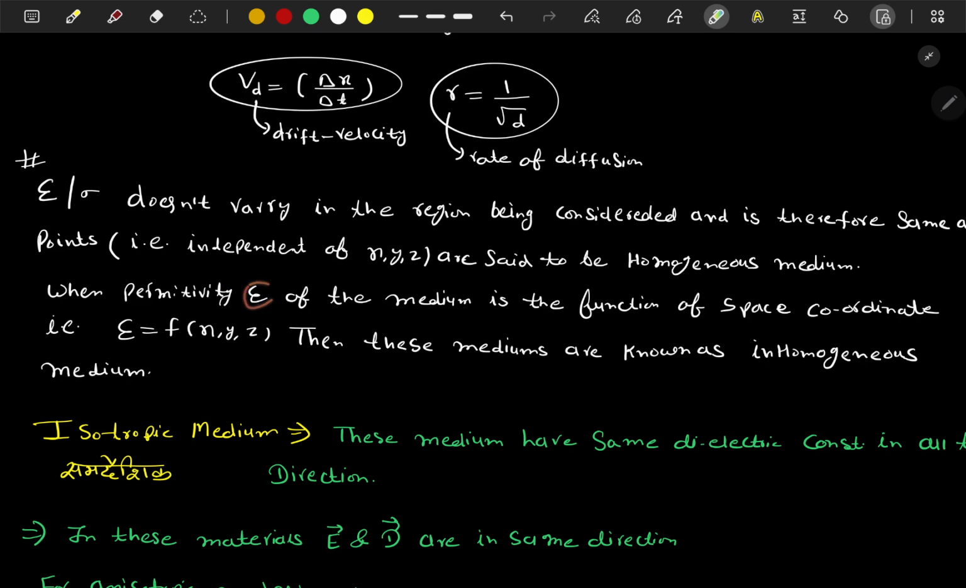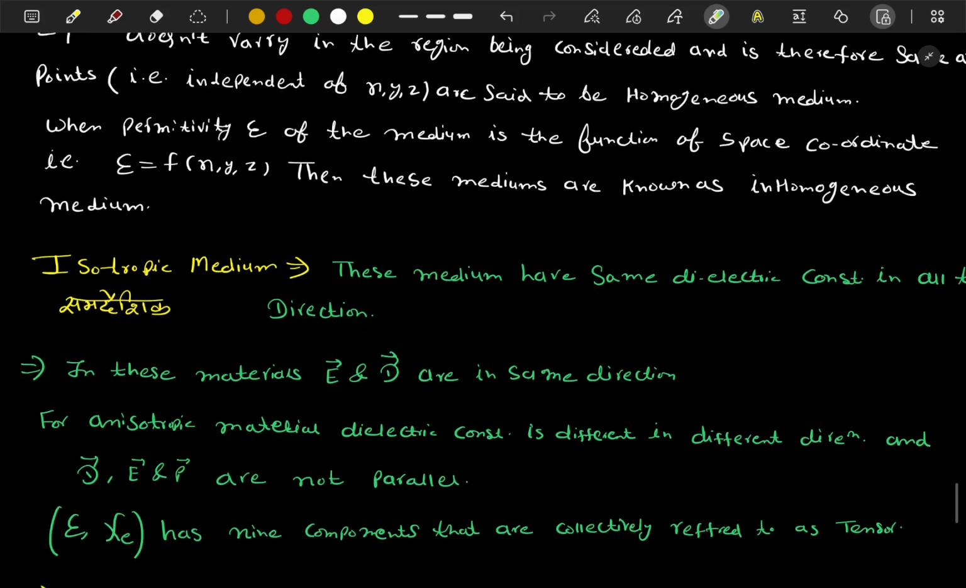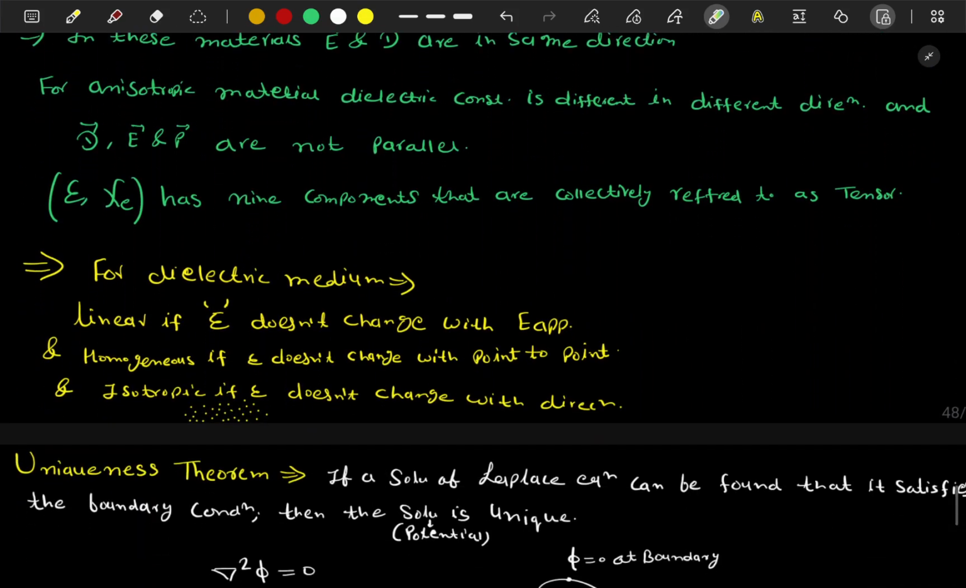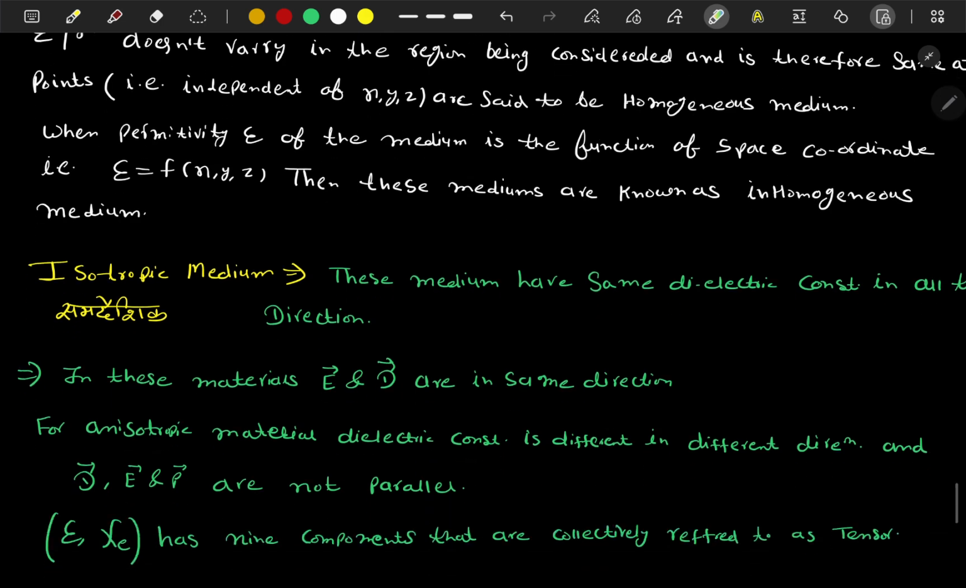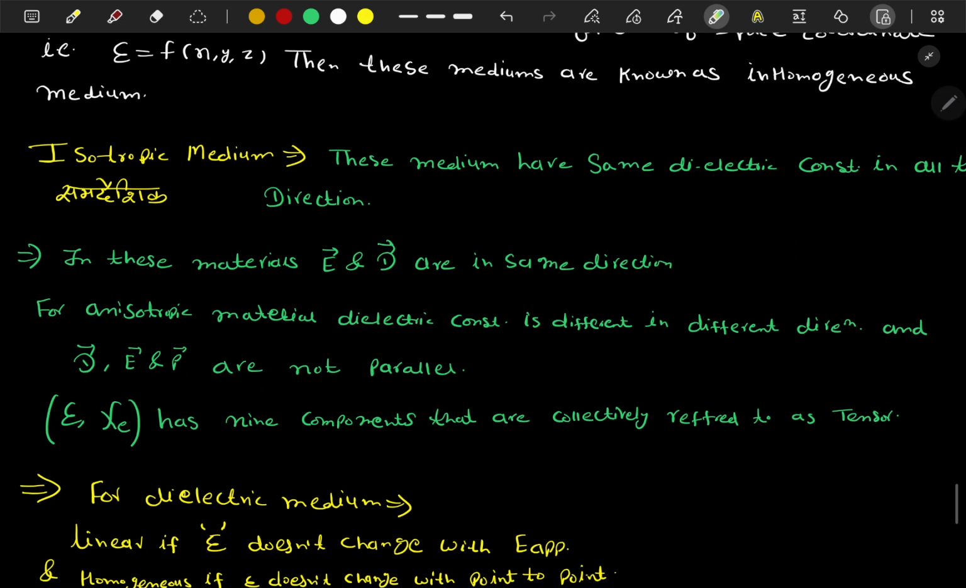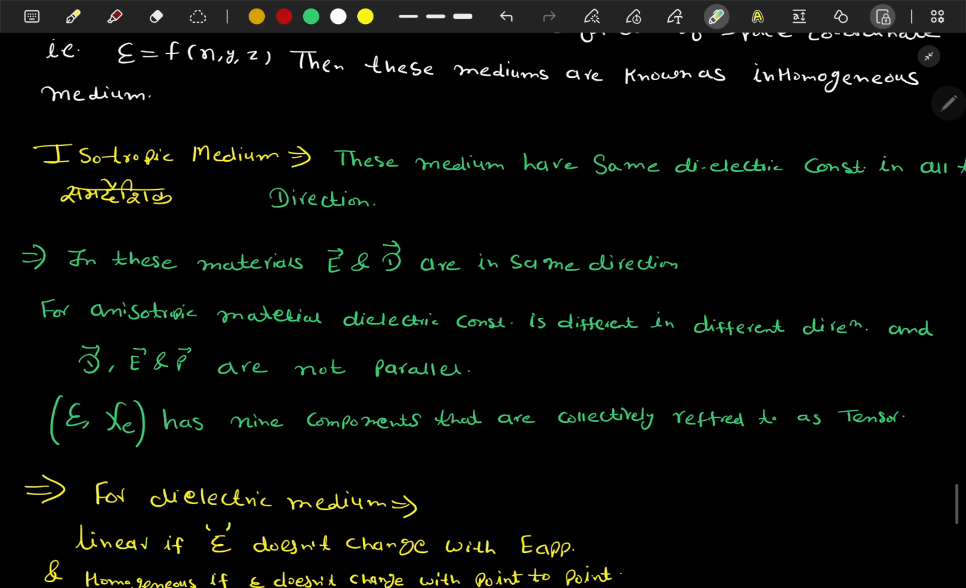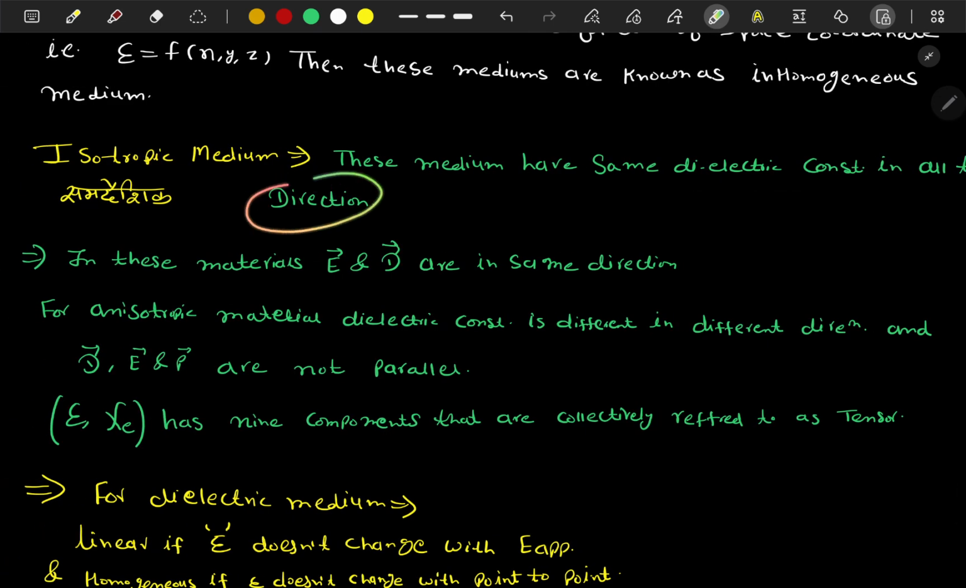Then when the permittivity or sigma of the medium is a function of space coordinates, these media are known as inhomogeneous. Okay, so inhomogeneous or homogeneous depends on whether they change with their variables. Now, let's consider isotropic medium. This medium has the same dielectric constant in all directions. So isotropic media are basically related to direction. The dielectric constant will not change with the direction.